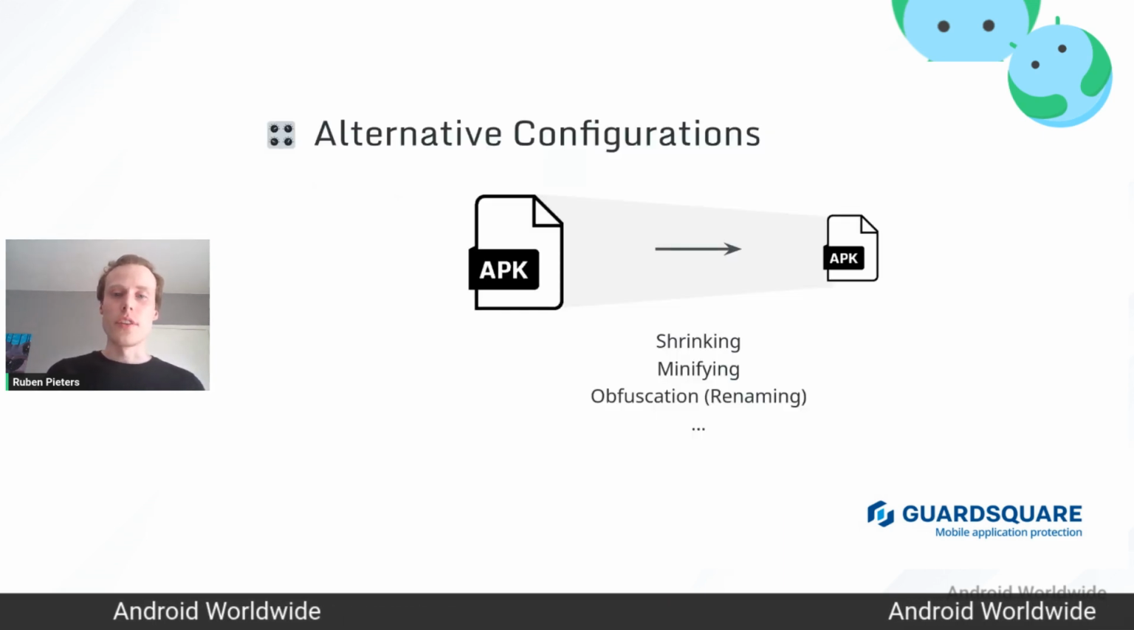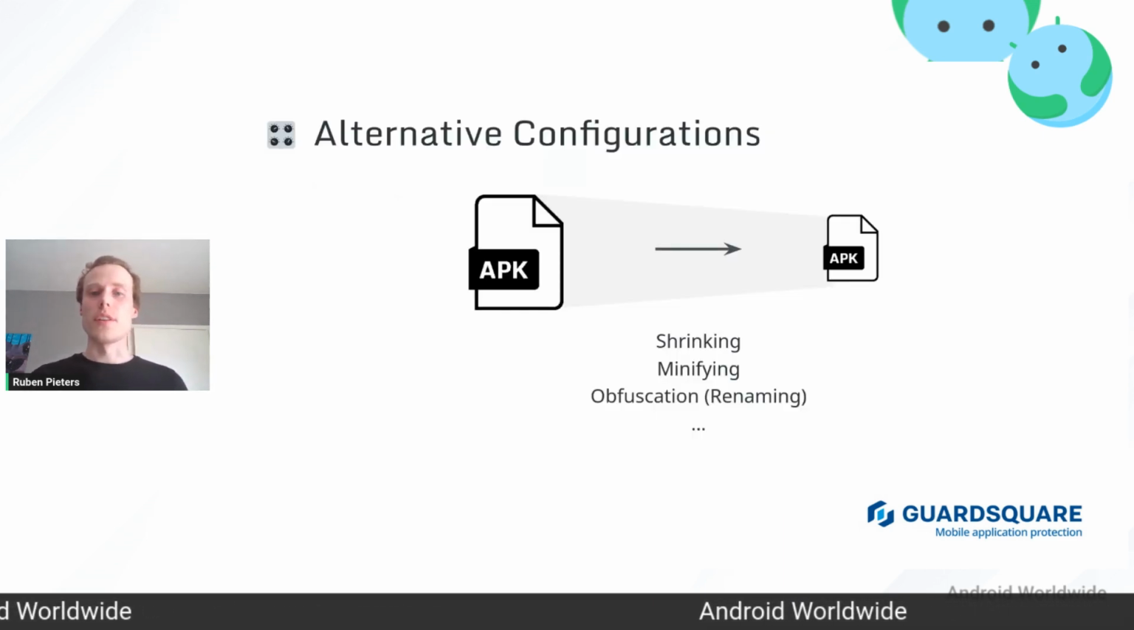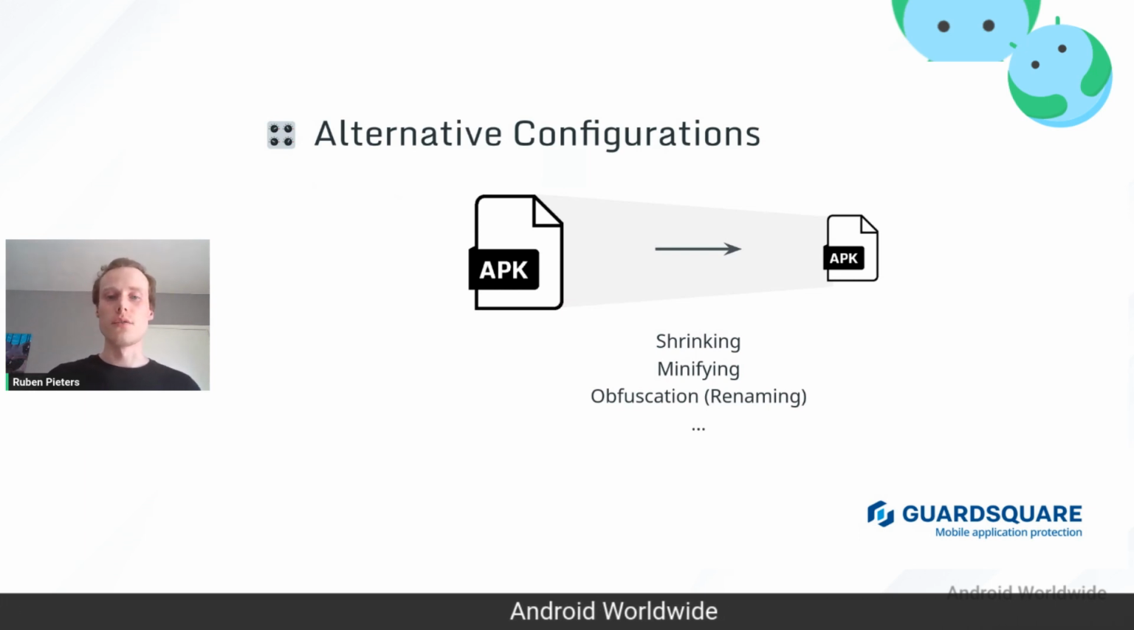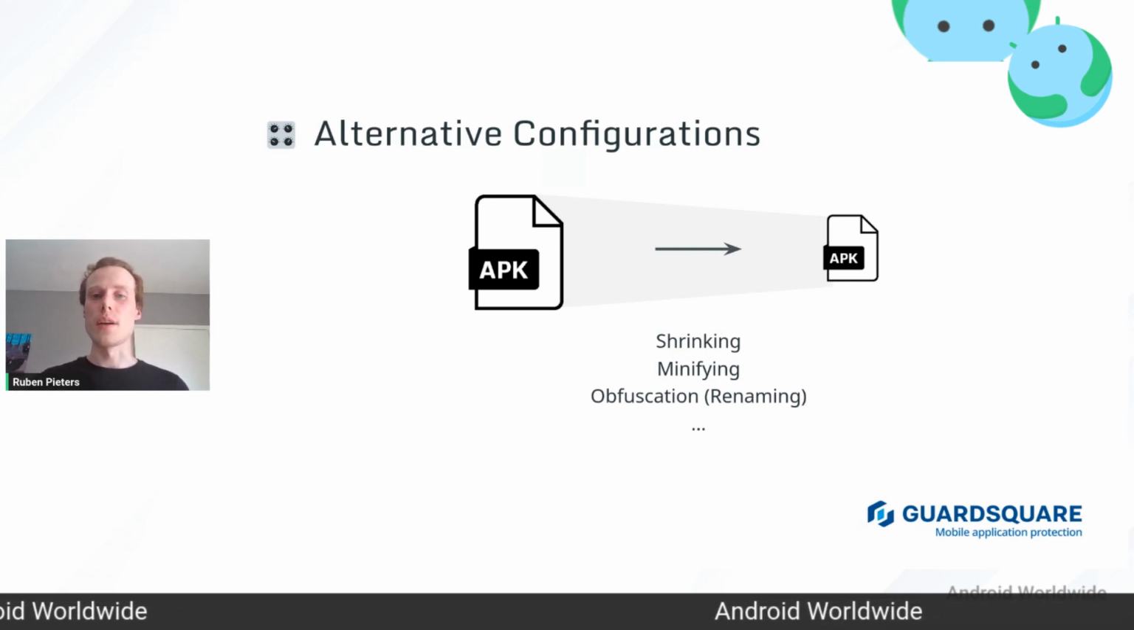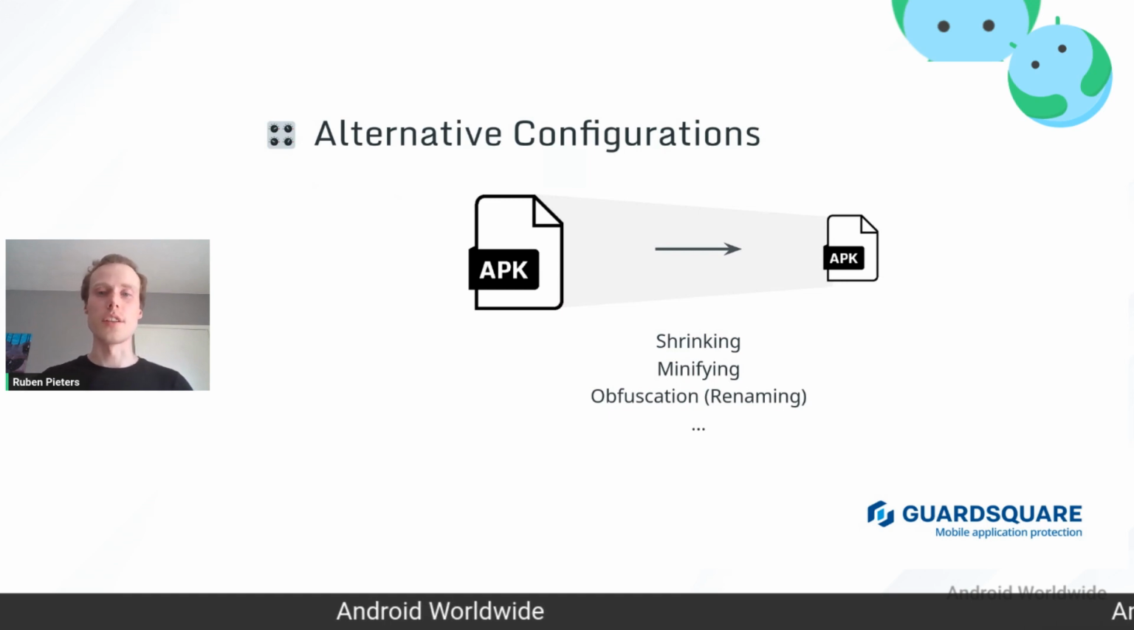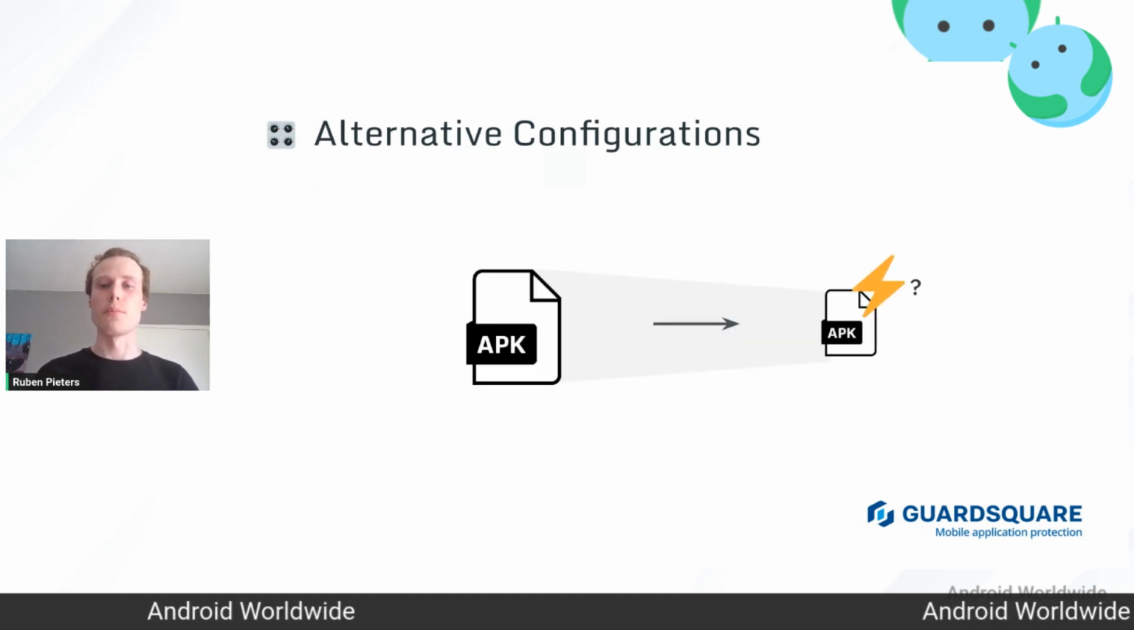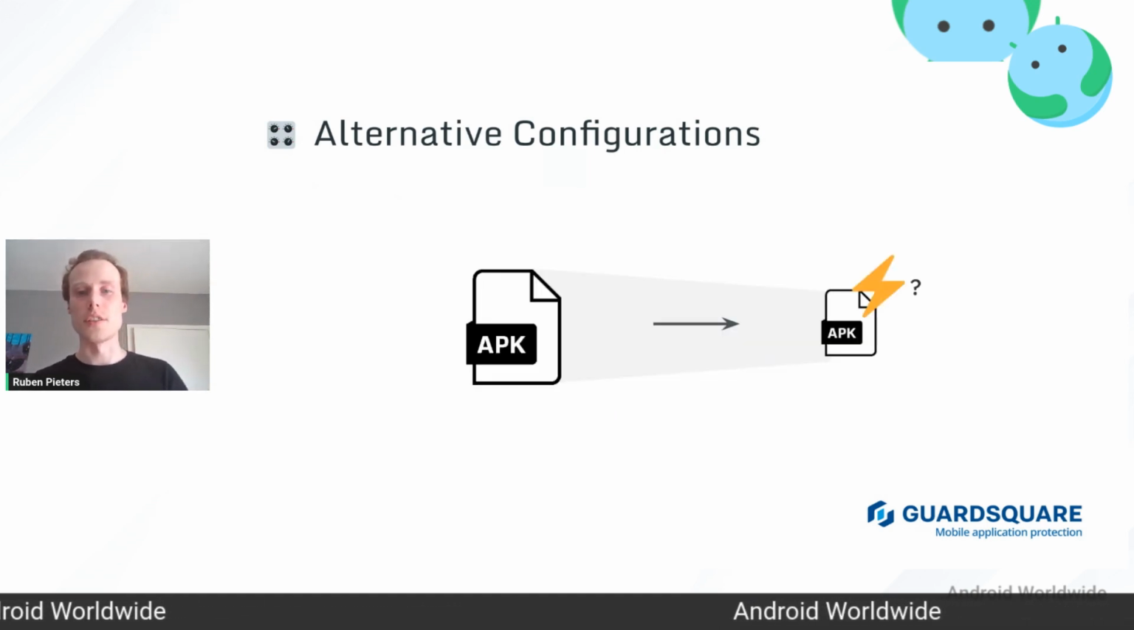And then the alternative configurations. Typically frameworks will have some options to do shrinking or minifying or obfuscation, depending on how it's named. If that's relevant, we're also going to enable that, and then have a look at how much difference it actually makes on making modifications inside the application.